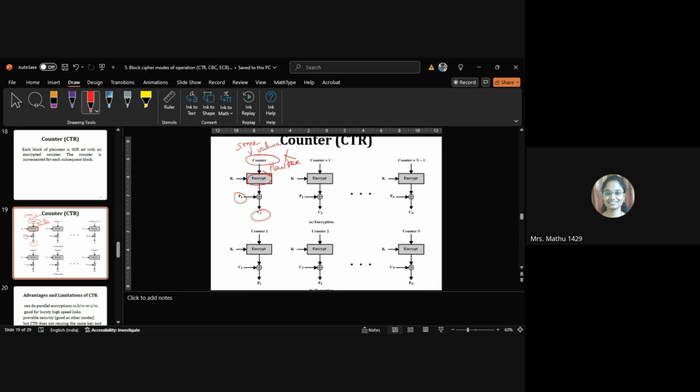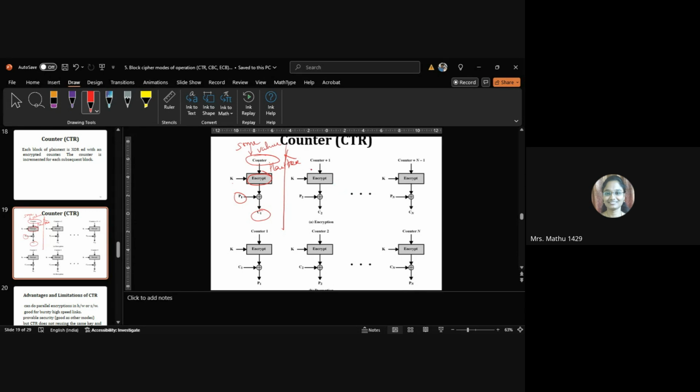Okay, so go through these diagrams very clearly and write it and study. After encrypting this counter and key, the resultant value is going to be XORed with the plain text. Okay, so this is very important. So that gives you the ciphertext. There is no connection between this and this. There is no chaining that happens. This ciphertext is not going to be used there.